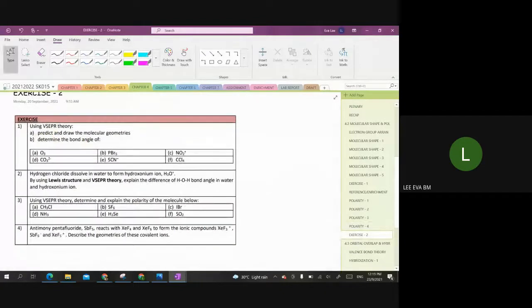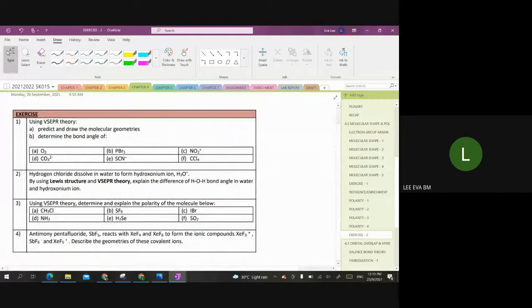And then for exercise 2 over here, also on your own, for your own practice. You see question number 1, you need to predict the shape, the bond angle, there's 6 structures. And then for question number 2, similar questions: compare the HOH angle in water and also H3O+. Sama macam tadi. Lepas tu soalan 3, determine polarity. Sama jugalah awak kena keluarkan shape, baru boleh tentukan polarity. Polarity dekat sini maksudnya untuk molekul, bukan untuk bond.